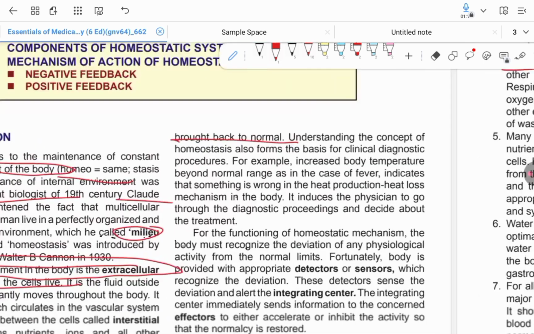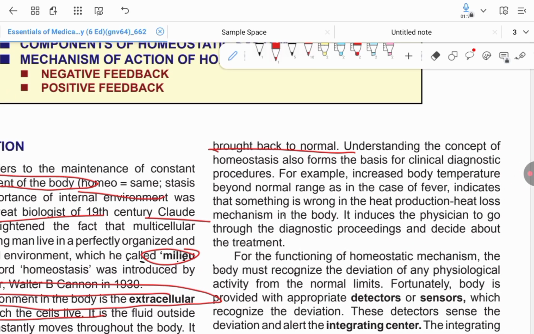So understanding the concept of homeostasis also forms the basis of clinical diagnostic procedures. For example, increased body temperature beyond the normal range, as in the case of fever, indicates that something is wrong in the heat production or the heat loss mechanism in the body.